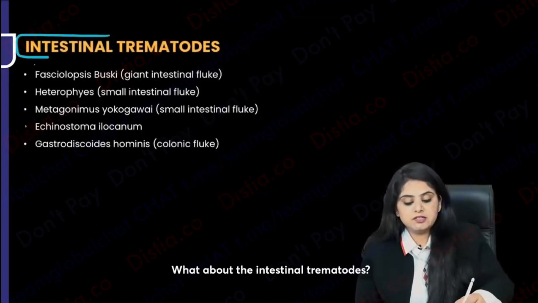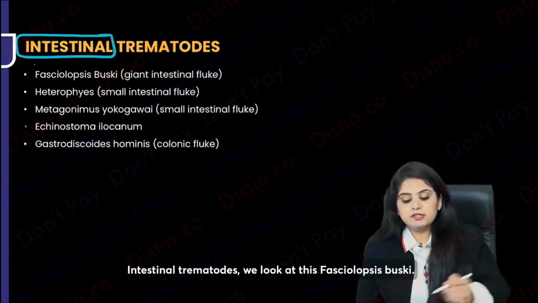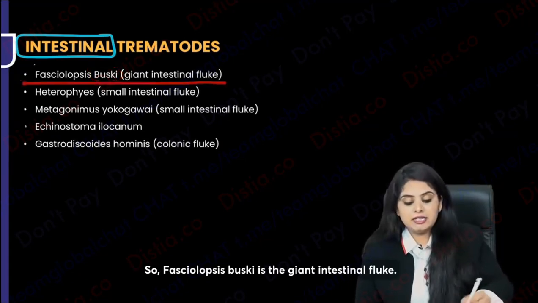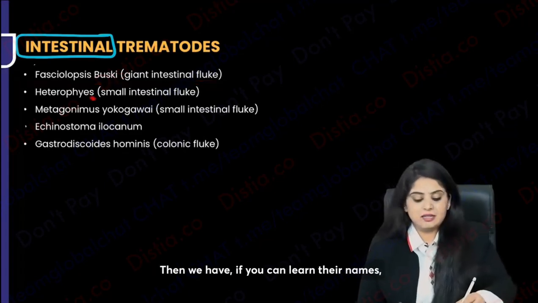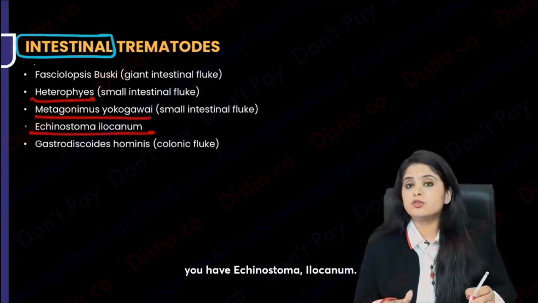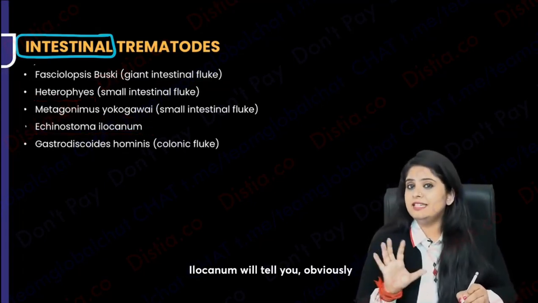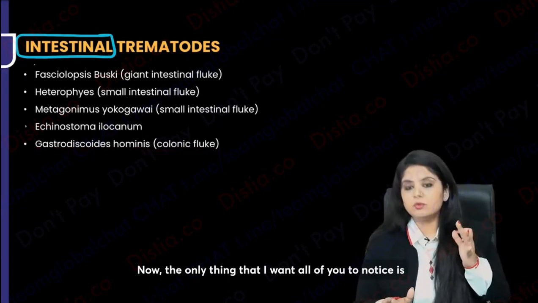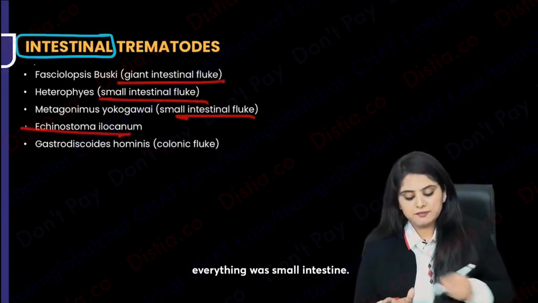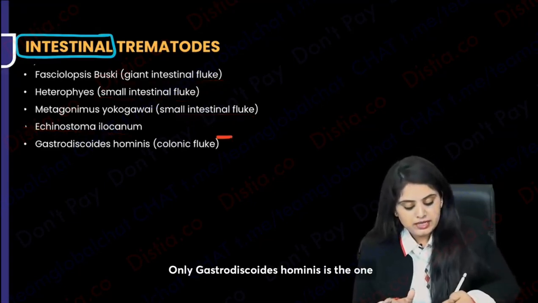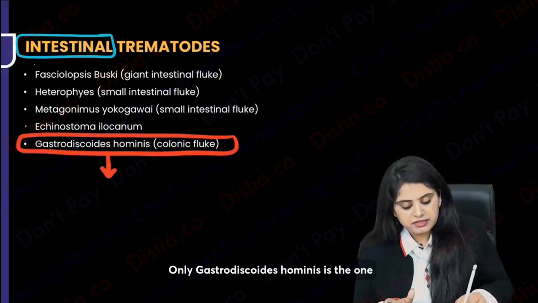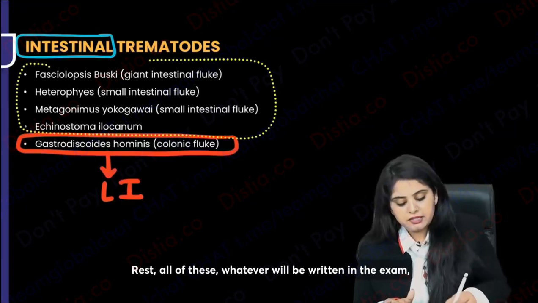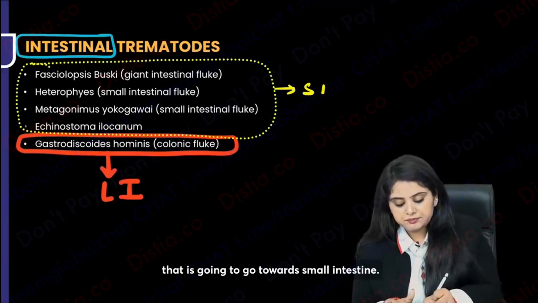What about the intestinal trematodes? Intestinal trematodes, we look at this Fasciolopsis buski. So Fasciolopsis buski is the giant intestinal fluke. Then we have, if you can learn their names, Heterophyes, you have Metagonimus, you have Echinostoma, Ileocanum. Ileocanum will tell you obviously ileo means ileum, intestine, and Gastrodiscoides hominis. Now the only thing that I want all of you to notice is everything was small intestine. Only Gastrodiscoides hominis is the one that is going to involve the large intestine.